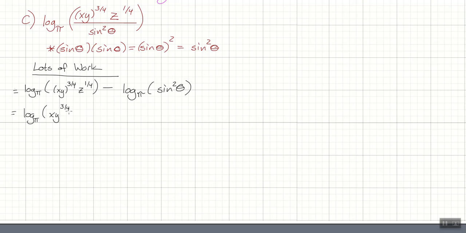If I write it like this, is it okay? No! Why? Right now, that 3/4 is only connected to the y. That's an issue. It's connected to everything. Sneak them in there. I wasn't really upset about it, just for the record. Cool. Plus, what? Log base pi of z to the 1/4 minus, and if I don't do anything else in this step, that's okay, log base pi of sine squared.